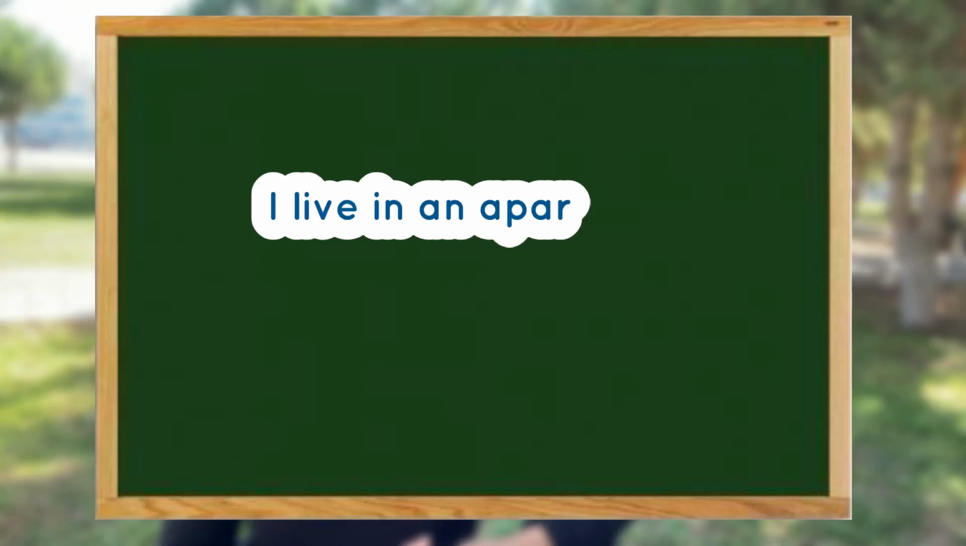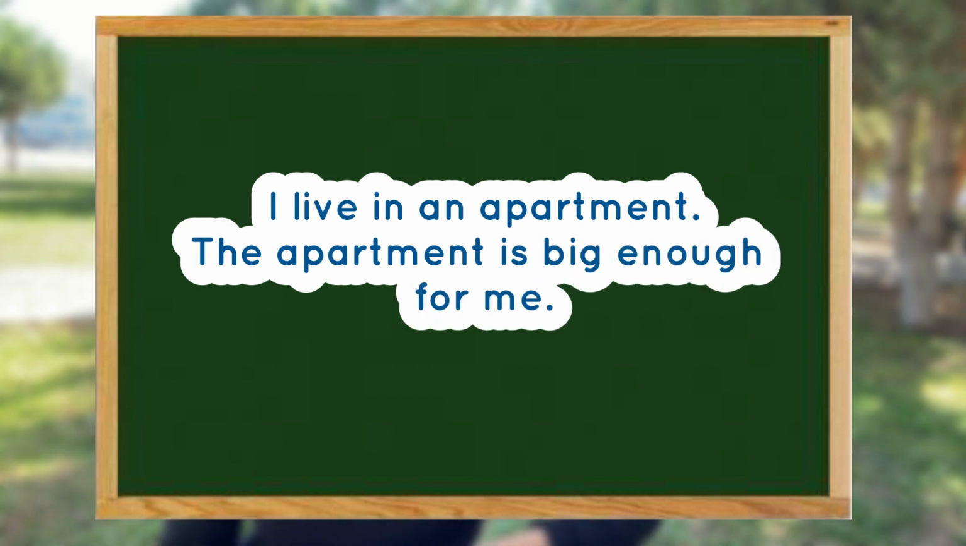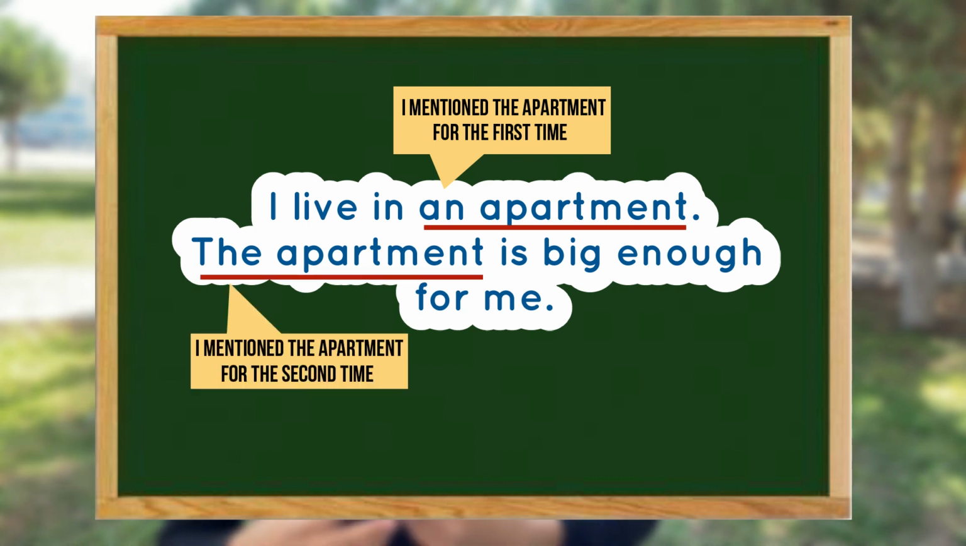Another example, I live in an apartment. The apartment is big enough for me. So an apartment, I mentioned it for the first time, and the apartment, I mentioned that apartment for the second time. So it means we know what apartment I am talking about. It still sounds more specific, right?